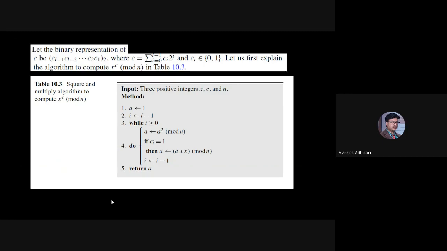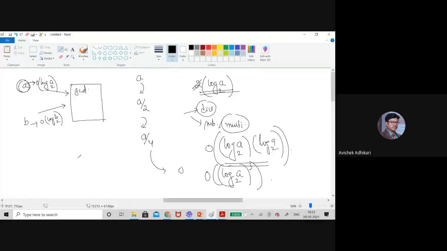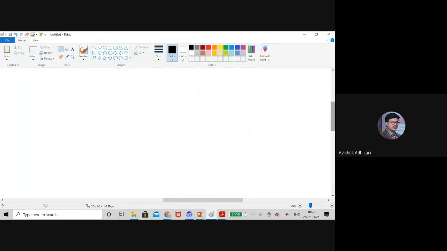So the square and multiply algorithm is basically a simple way of doing things. For example, suppose I want to calculate x to the power c modulo n. So what are the inputs? Three inputs are there: x, c, and n. And it gives you some integer as the return.